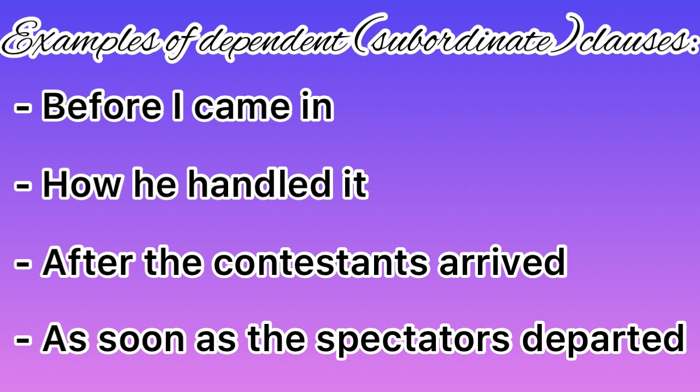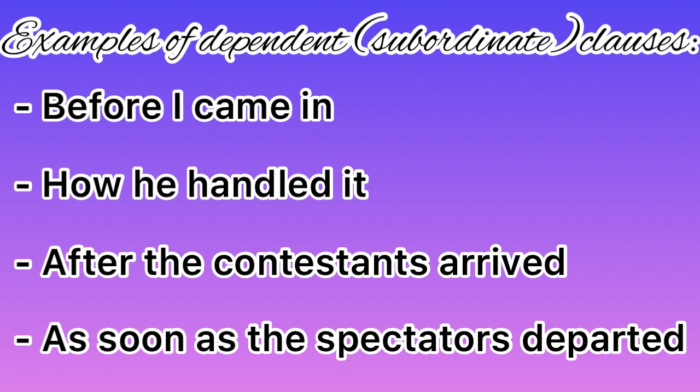If we consider each of these examples, we'll realize that for every one given, there is a subject and a verb. Before I came in, for instance, we have the subject I after the subordinator before, then we have the verb came. Then for the next example, how he handled it. After the subordinator how, there is the subject he and then the verb handled. So that makes it a clause.